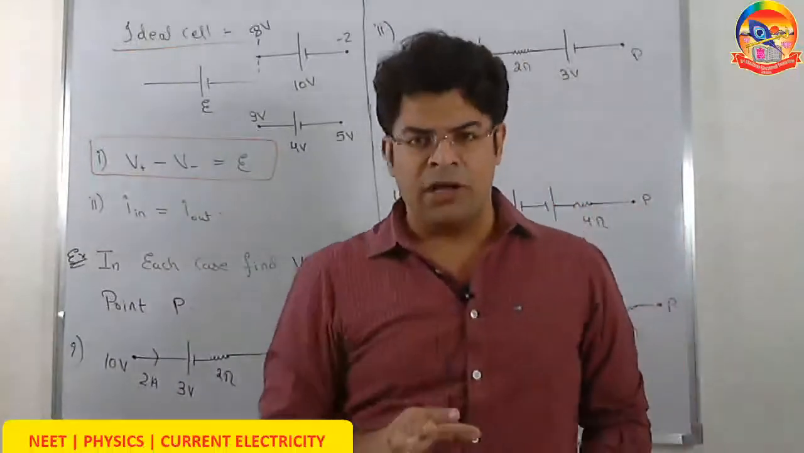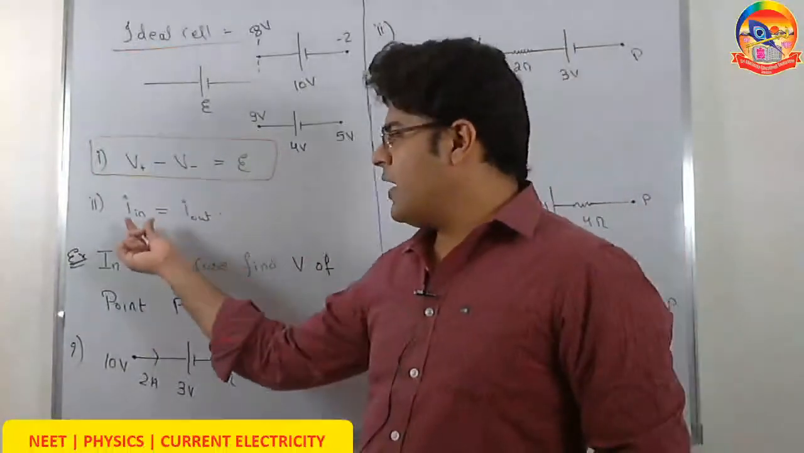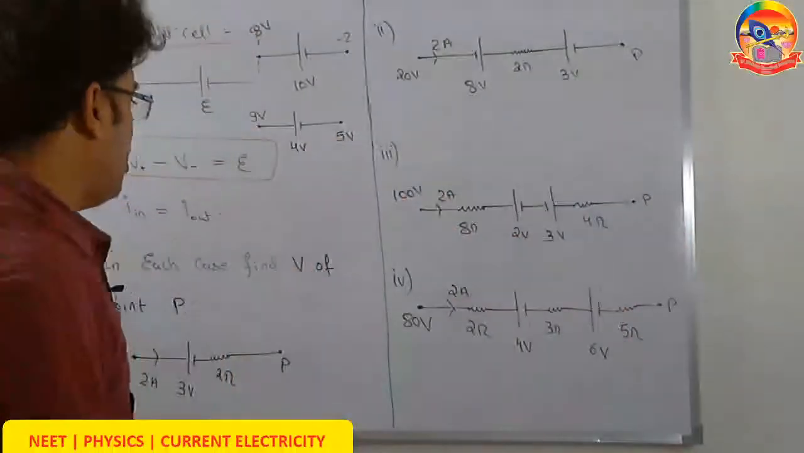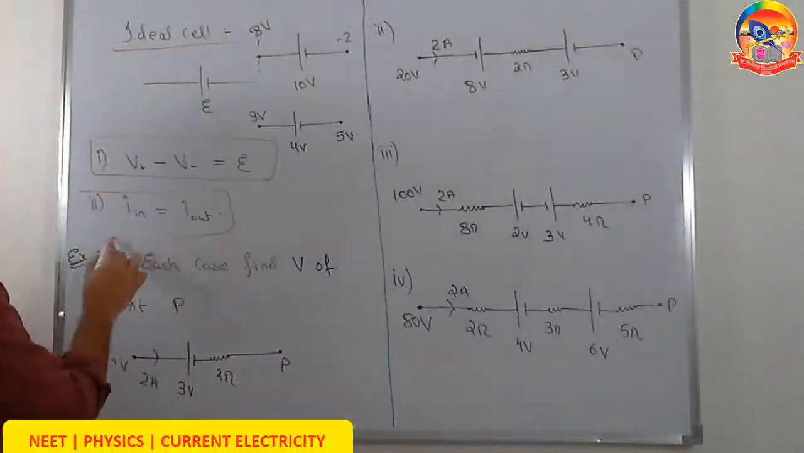The second dharma of a cell is, whatever current enters into the cell, the same amount of current must always exit from the cell.